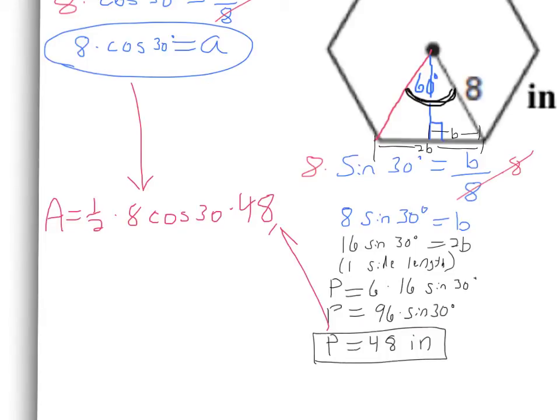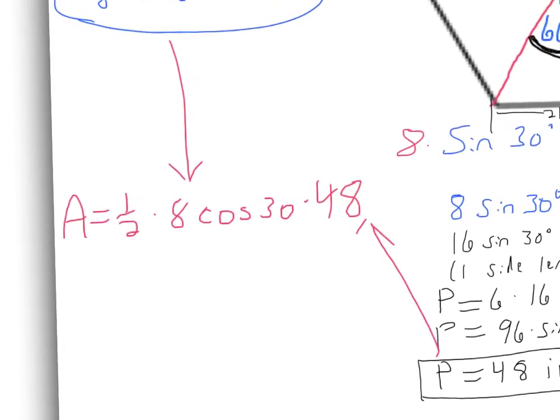Now I'm just going to type this into the calculator basically as is. I'm not going to type in 1/2. I'm going to type in 0.5 instead. But if you type that in, 0.5 times 8 times cosine 30, what you'll want to do is close the parentheses in the 30. The calculator automatically opens one, so make sure you close it, and then times 48. And so we are going to round here at the very end of the problem. Our area is approximately 166.3, and that is square inches.